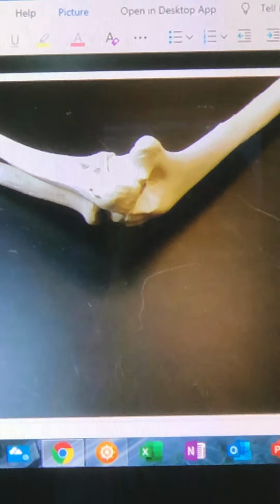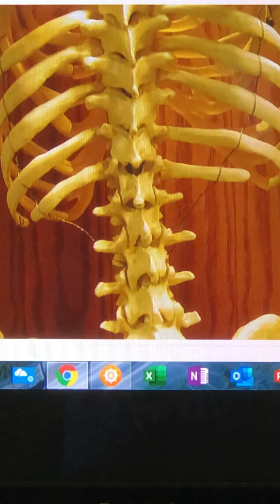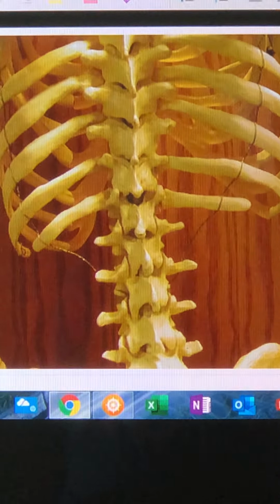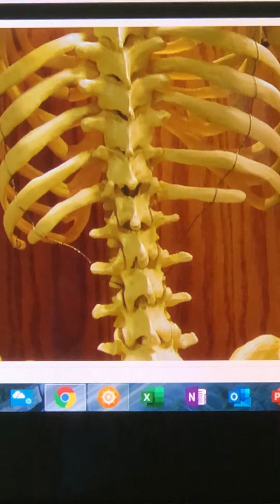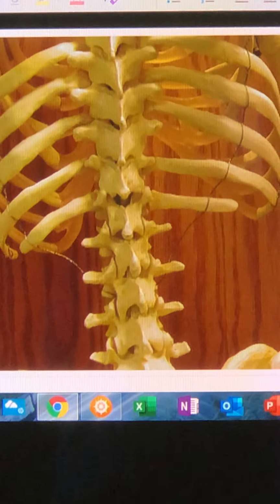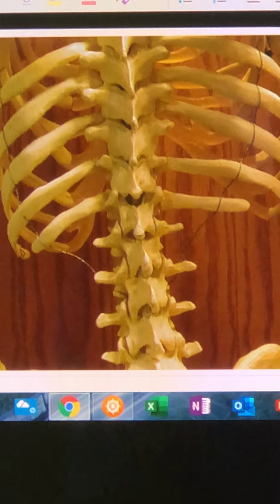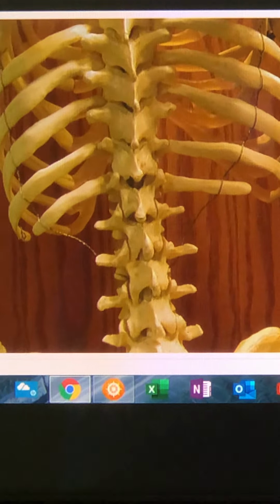Okay, if you've studied this at all, this is going to tie some lecture information in. We have 3 classifications for the ribs. You can kind of look at this. This is also in your lab sheet. The first 7 pair of ribs are called true because they have a direct attachment to your sternum.